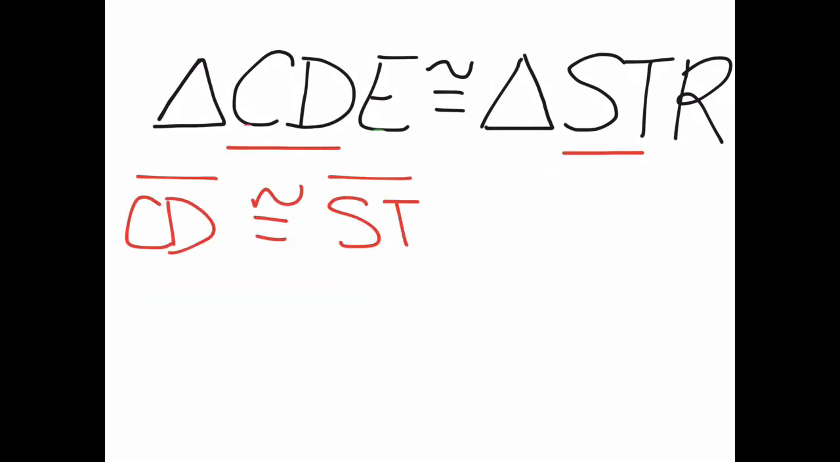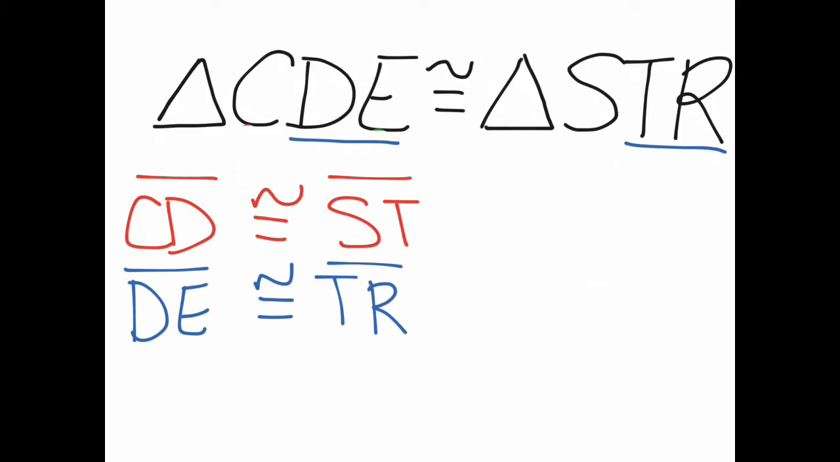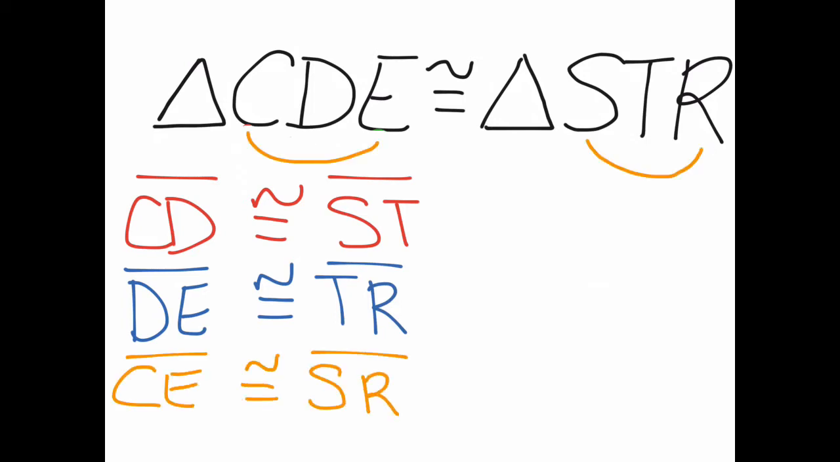Because CD and ST are both in the first and second positions, side CD is congruent to side ST. Because DE and TR are both in the second and third positions, that means that side DE is congruent to side TR. And lastly, because C and E are in positions 1 and 3, and S and R are in positions 1 and 3, that means that side CE is congruent to side SR.